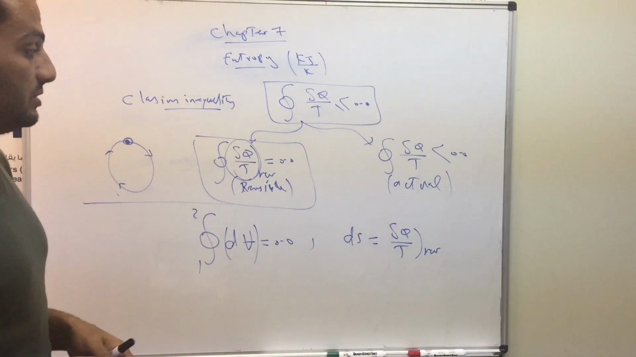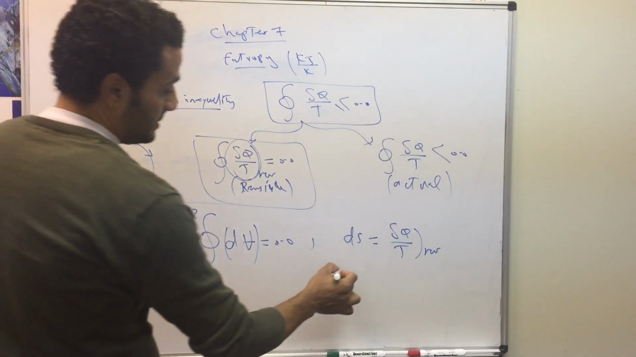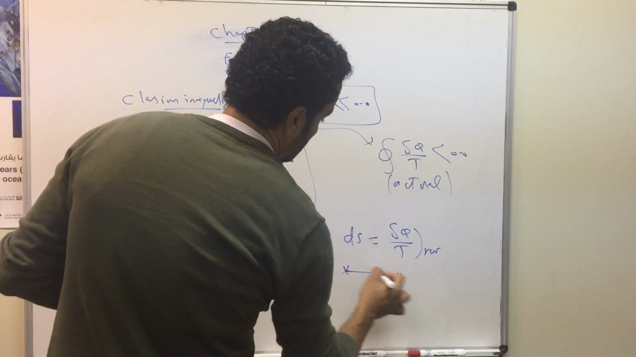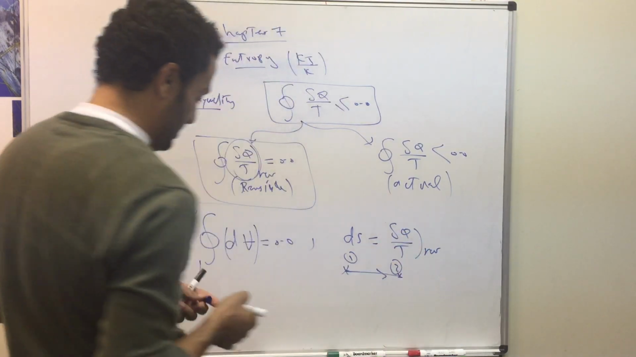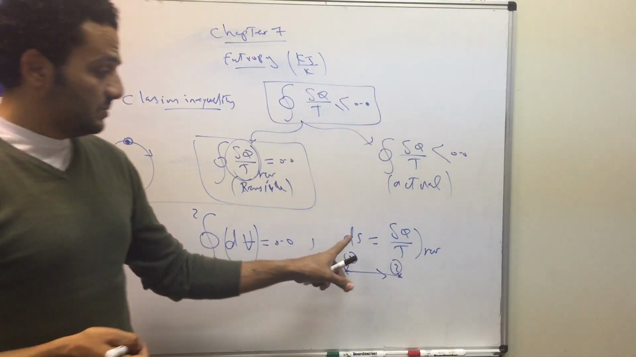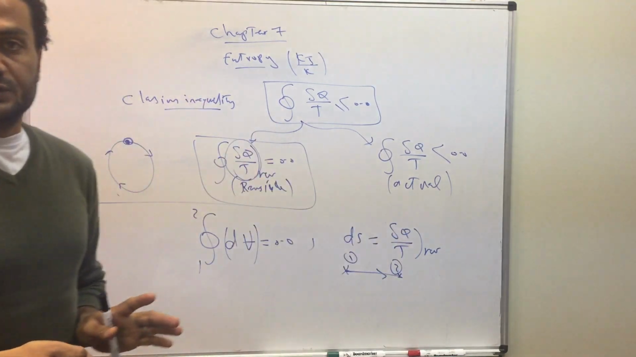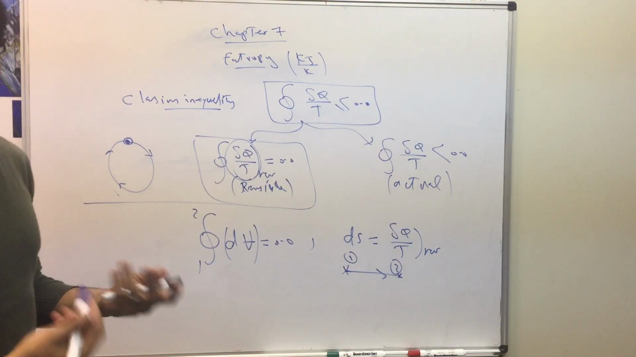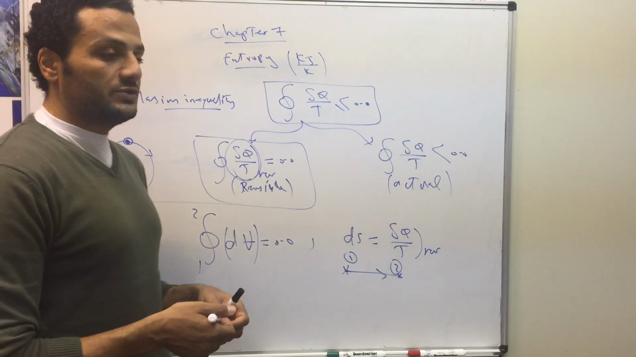But if the process is not reversible, if we have a system undergoing a process, let's say from state 1, the initial state, up to state 2. If it is reversible, then delta S will equal delta Q over T. But if it is not reversible, an actual process, it means we have losses within the system.